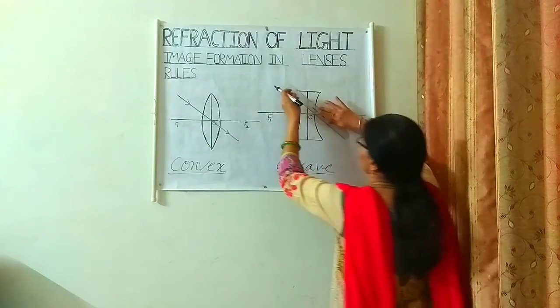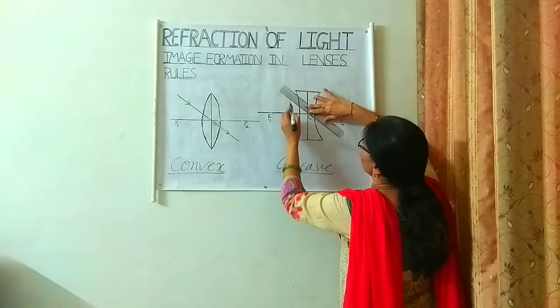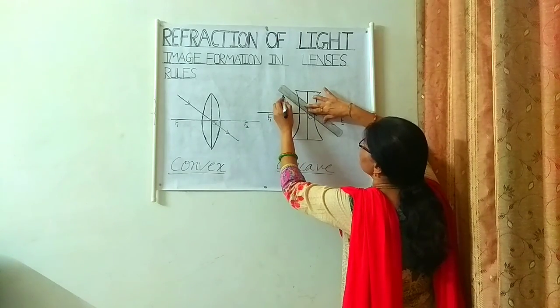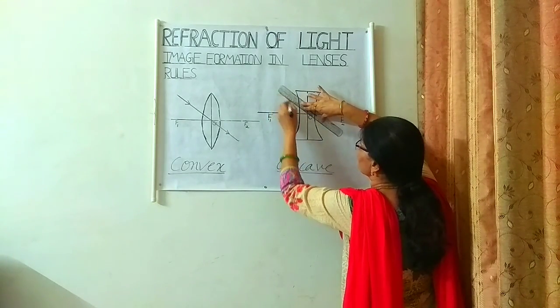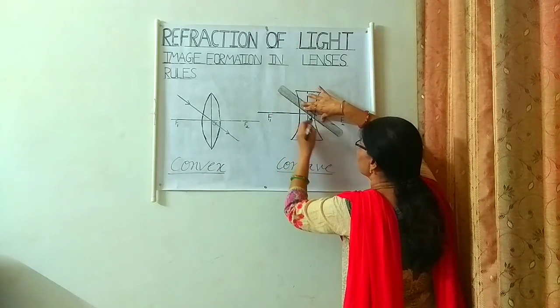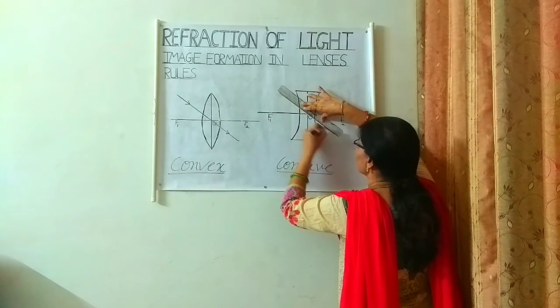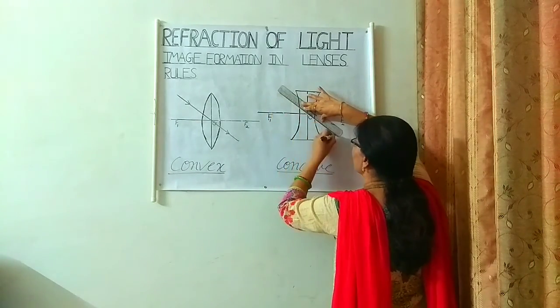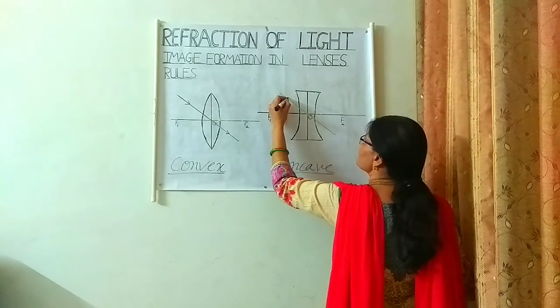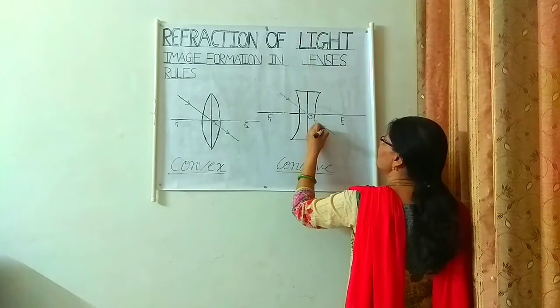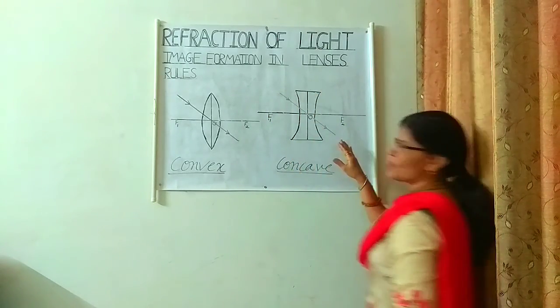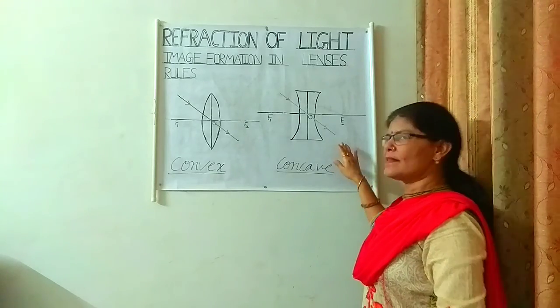In the same way in the case of concave lens also, when the incident ray passes through the optical center, then it will pass as it is without showing any deviation. It will pass as it is. In the same way we can put an arrow here and an arrow here. It will not show any deviation. So this is the third case.